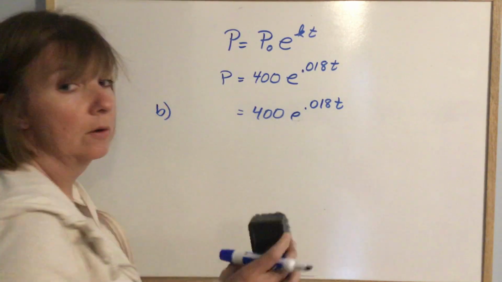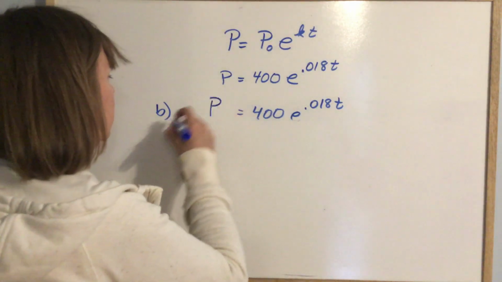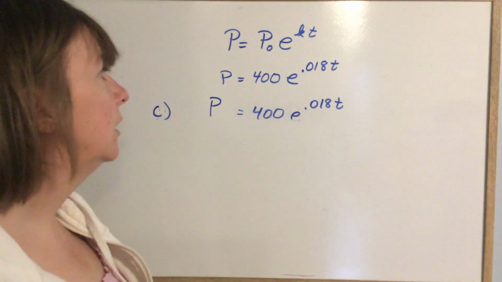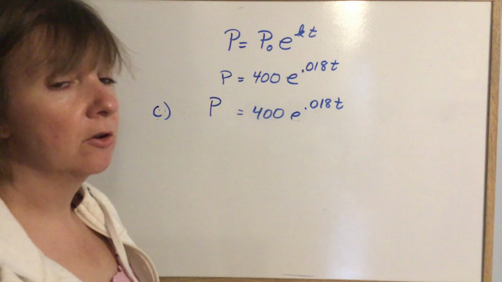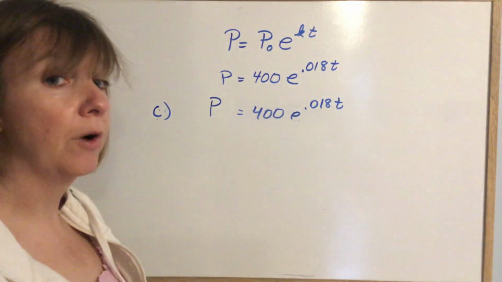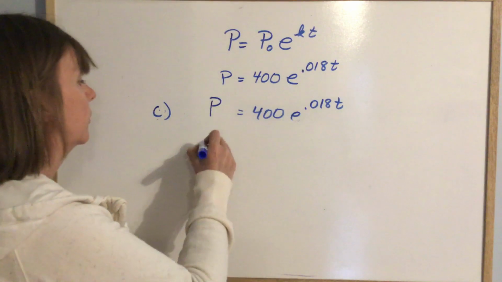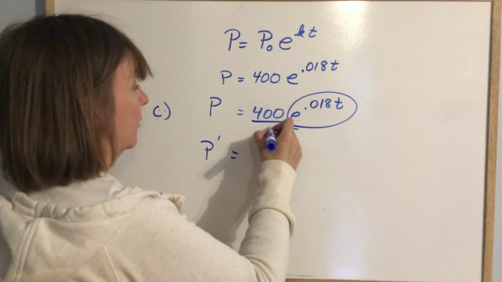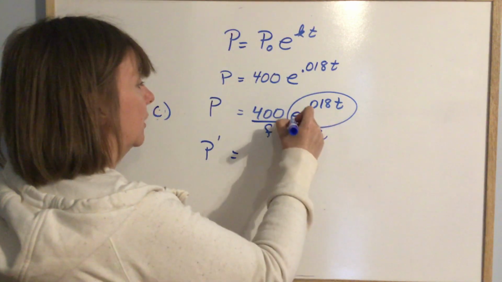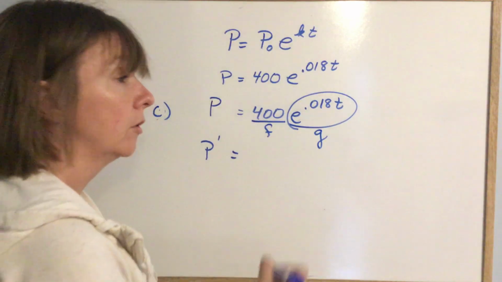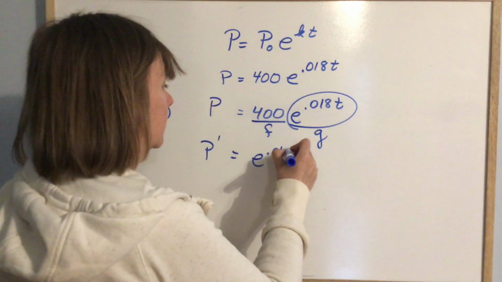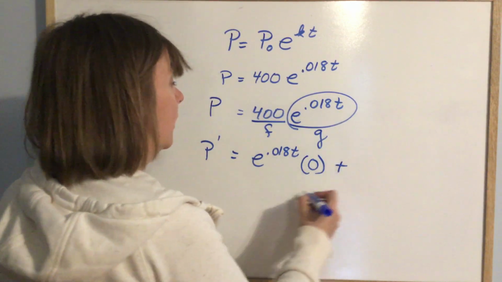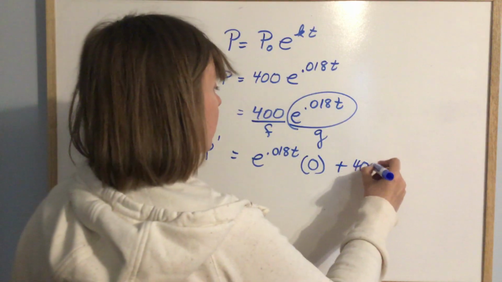So for part C, we know that population is equal to 400 e to the 0.018t. They are now talking rate of change, which means I have to find the derivative. Here's 400, here's e to the k times t, so here's my f, here's my g. I am going to do the product rule. So g, leave it alone. f prime would be 0, so really that's gone. Plus f, which is 400, times g prime.